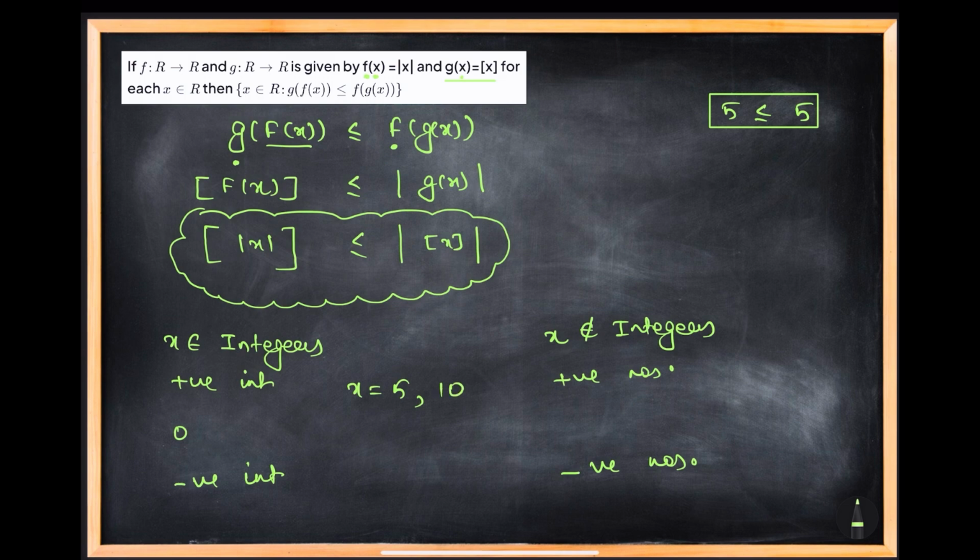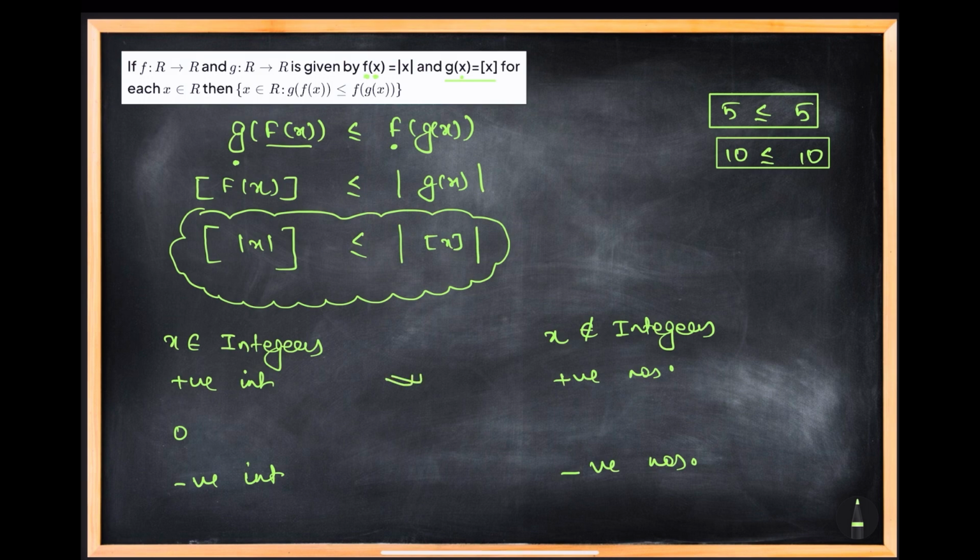Suppose it is 10. Okay. So what is box 10? Box 10 is 10. And what is mod 10? Mod 10 is 10. And what is box of 10? So it is 10. Again just tell me this inequality holds true, yes or no? So this inequality holds true, I think, for all positive integers. Correct or wrong? Okay. So this means all positive integers are okay.